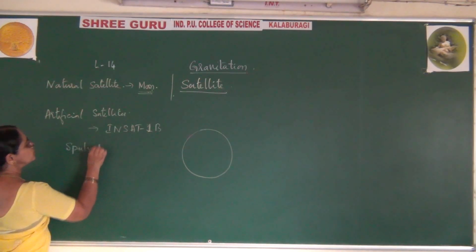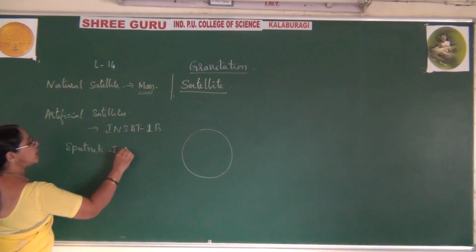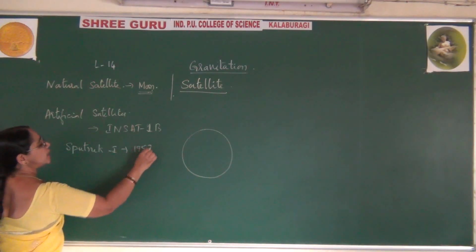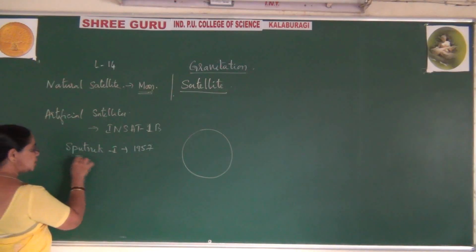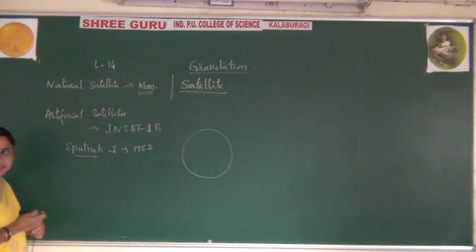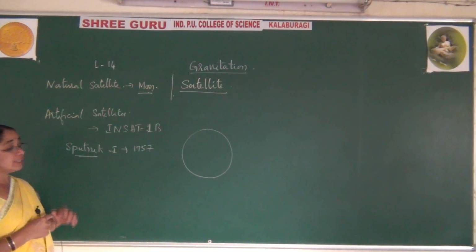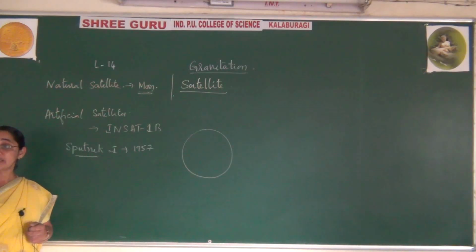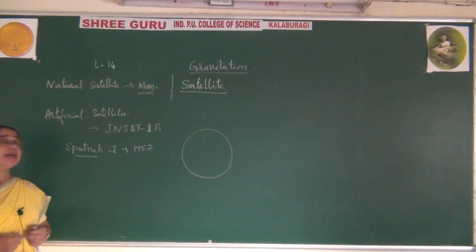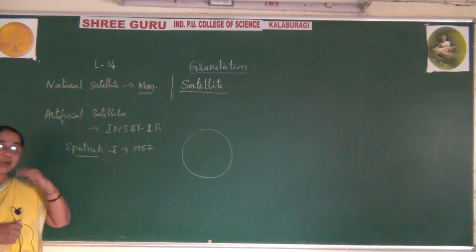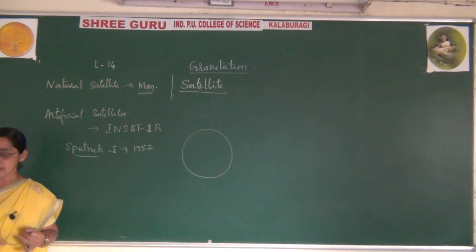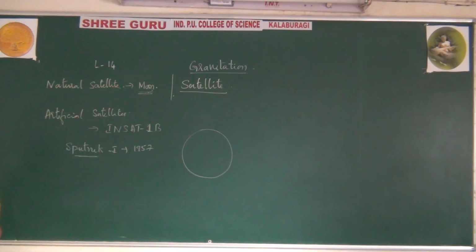Sputnik 1. In 1957, they launched these artificial satellites. So the Russians launched this, but there was a competition between the Russians and the Americans. Depending on that, they had also already prepared different types of artificial satellites, due to which they launched these satellites in different ways.